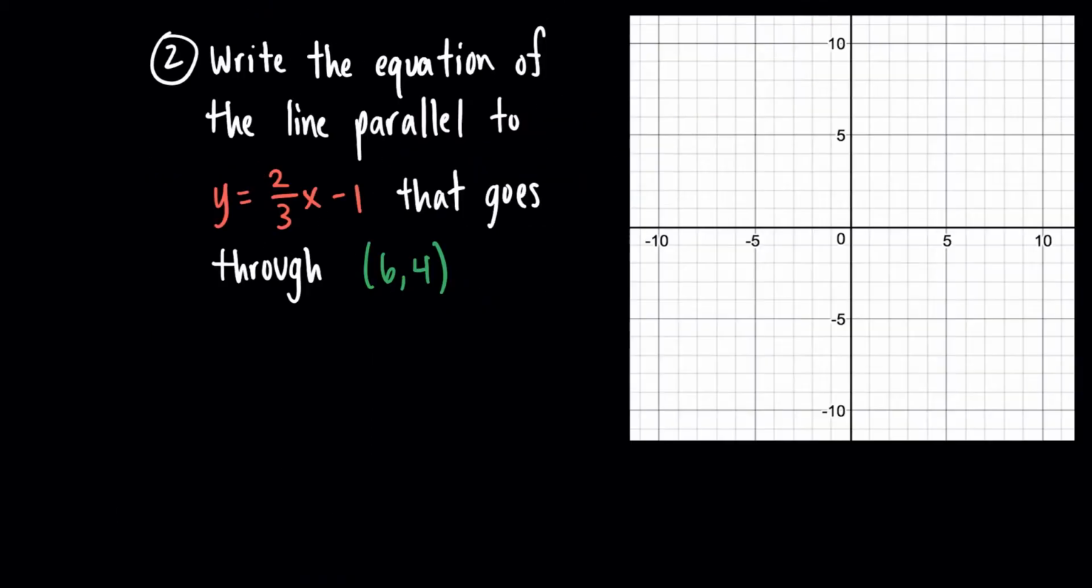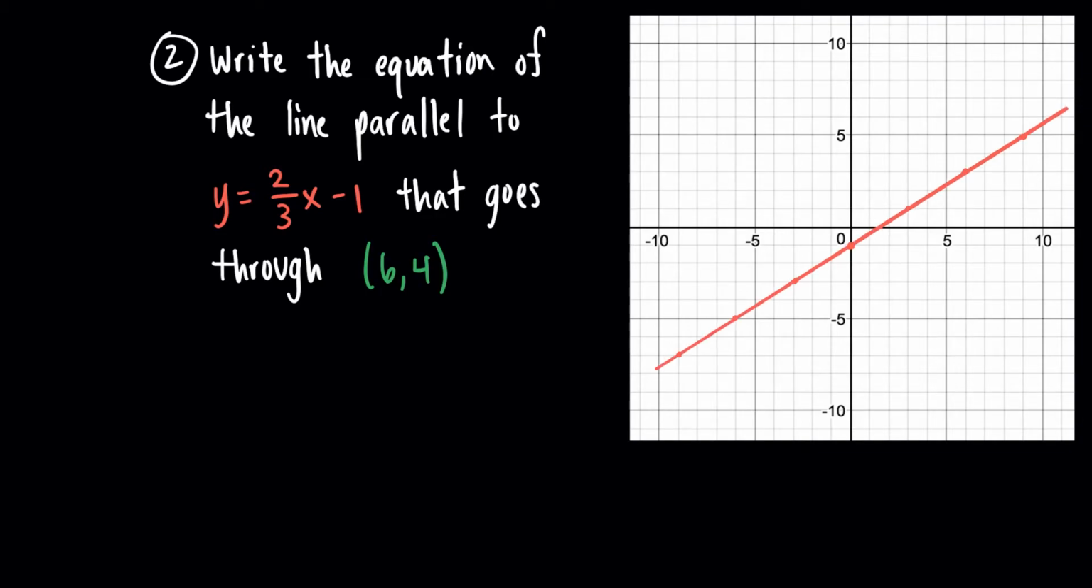It's awesome. Okay, so let's look at another example here. Write the equation of a line parallel to y equals 2/3 x minus 1 that goes through the point 6, 4. Just real quick, I'm going to graph this so I can get a feel for what it looks like. So 2/3 x minus 1, so I'm going to go to -1, and then go up to the right 3, up to the right 3, and down to the left 3, down to the left 3. And we'll draw that line.